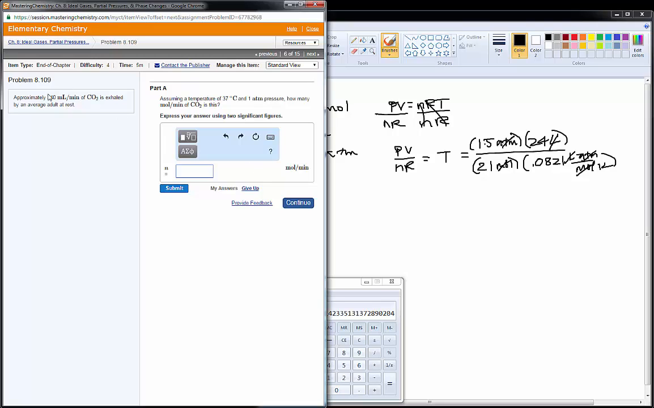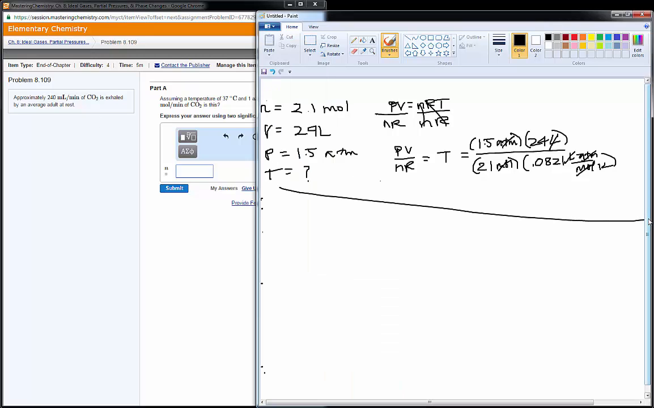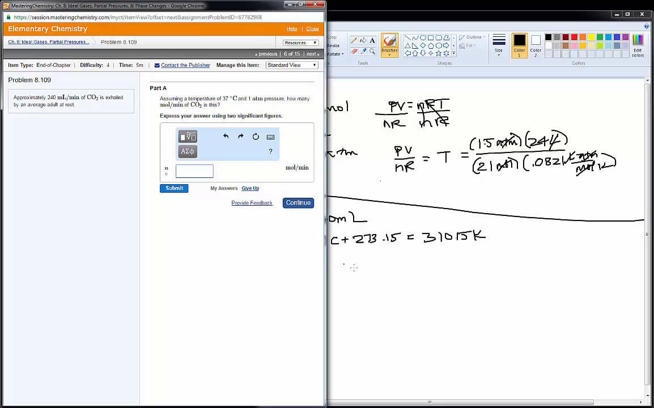Next, we're looking at the rate at which carbon dioxide is exhaled by an average adult at rest. And here they give us milliliters per minute, but they want moles per minute. So that's nice. The minute part doesn't change. We just need to change from the milliliters to the moles. So the way that's going to look is to say, my initial volume for every minute is 240 milliliters. My initial temperature, 37 Celsius. Add that to 273.15. It's going to be 310.15 Kelvin. 1 atmosphere of pressure.